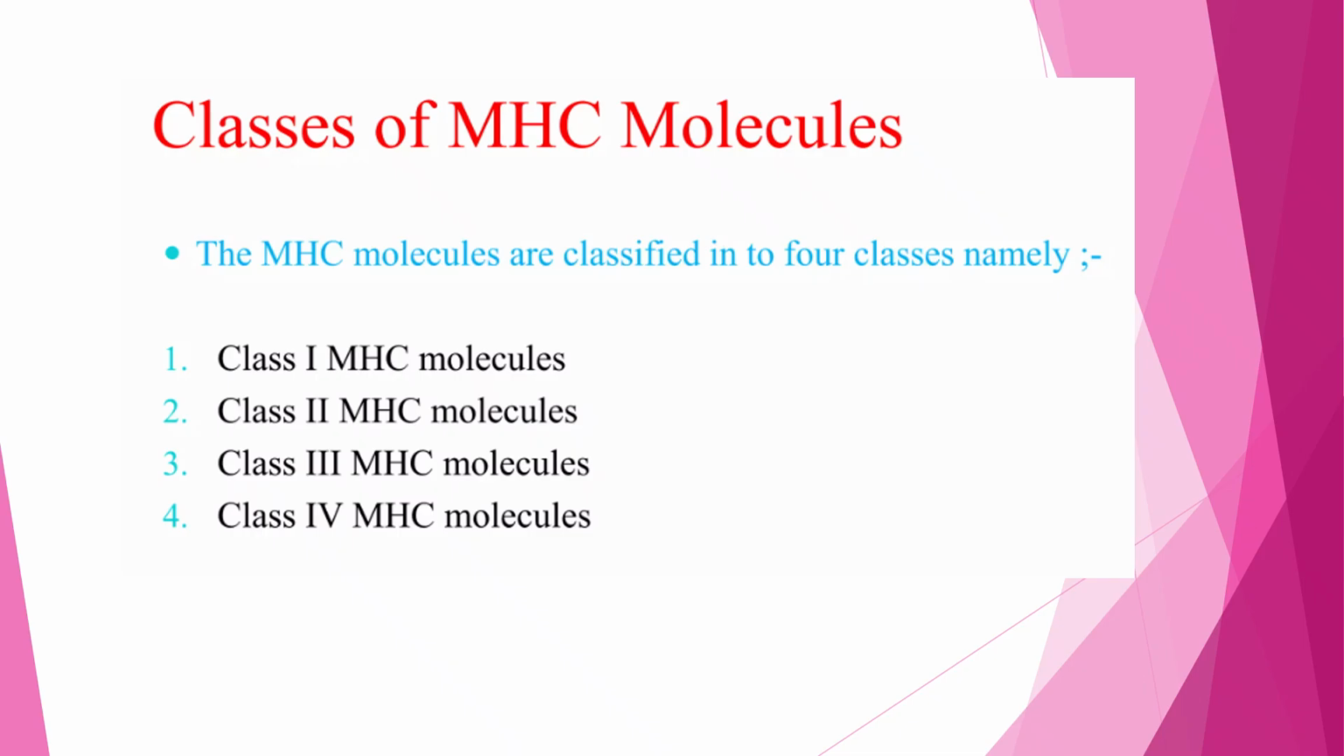Then classification. We said that there are class 1 and class 2, but not only two classes. There are 4 classes of MHCs: class 1, class 2, class 3 and class 4. But in case of immunity, class 1 and class 2 are the only important ones. Class 3 and class 4 are not that important. They are not playing any role in the body.